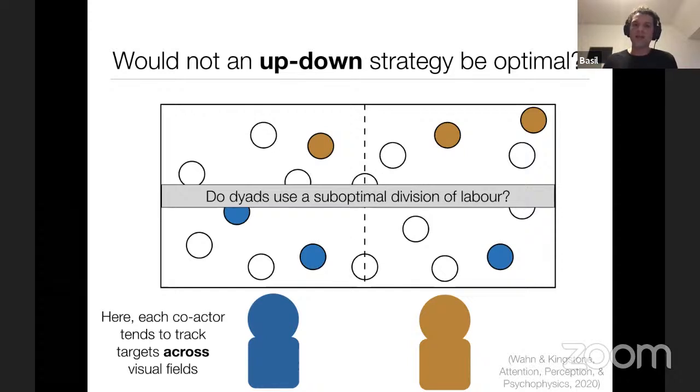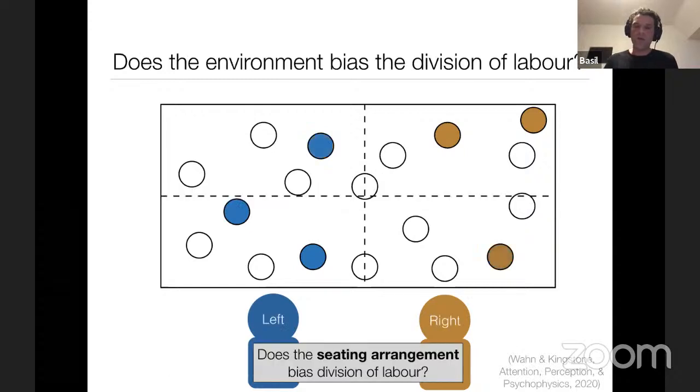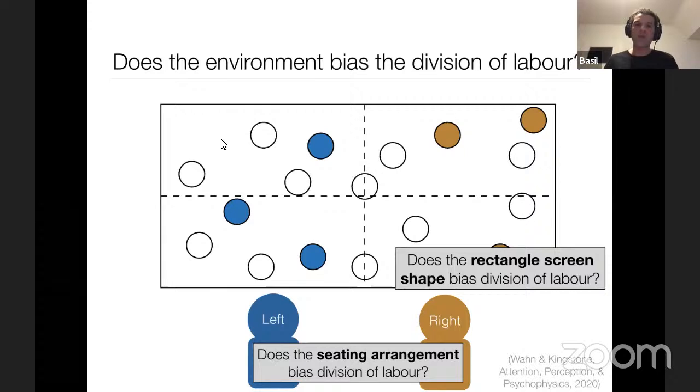We investigated this now using the following two factors. One factor was the seating arrangement. We had other questionnaires where participants were saying, I was sitting on the left, so of course I took the left side. So it might be that the seating arrangement might already bias participants towards a particular labor division strategy. The other factor was the screen shape. We always use these rectangle screen shapes, and that might bias participants also to take a left and right strategy. So we now investigated these two factors in two experiments.